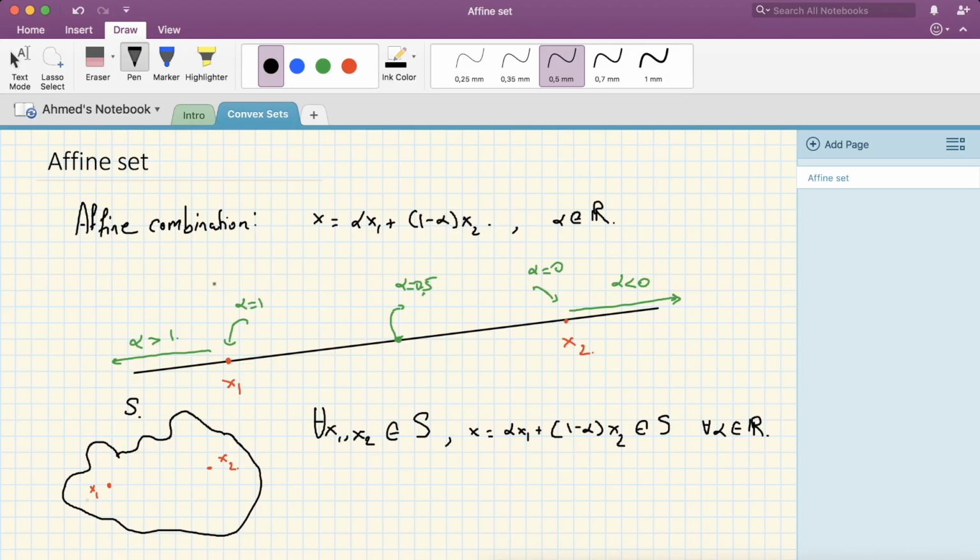What this basically means is that you cannot draw this set as closed. It's not closed. We just said this affine combination is nothing other than this line up here. So this set should contain all points on the line joining x1 and x2. The infinite line, of course.